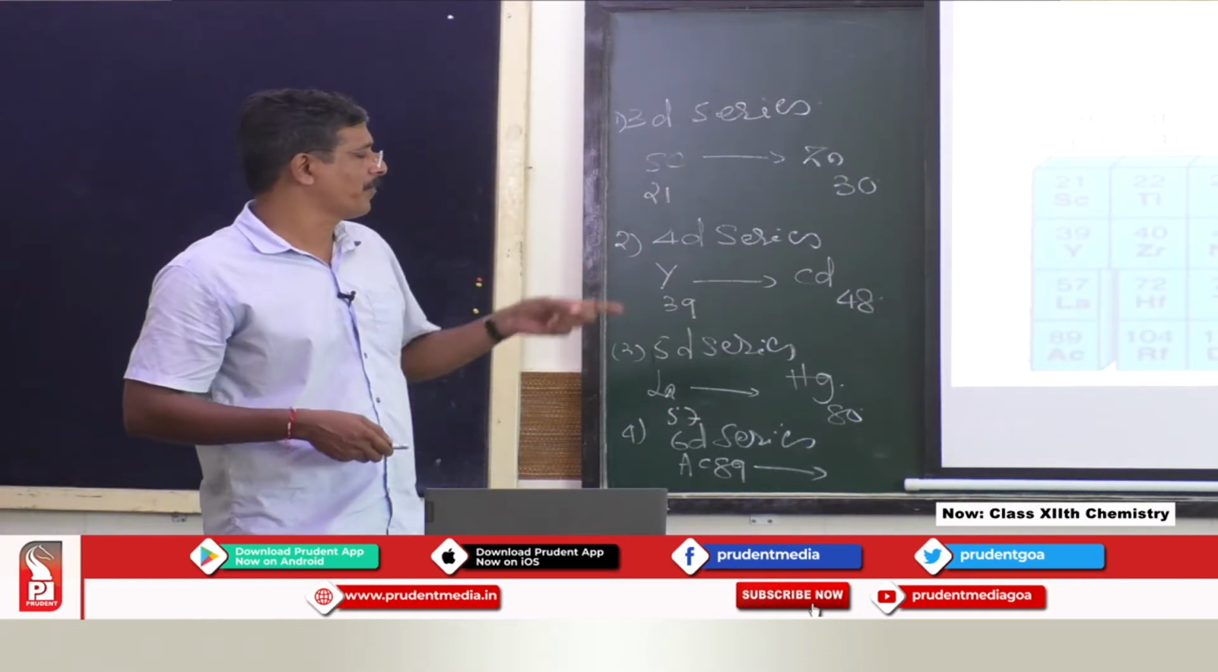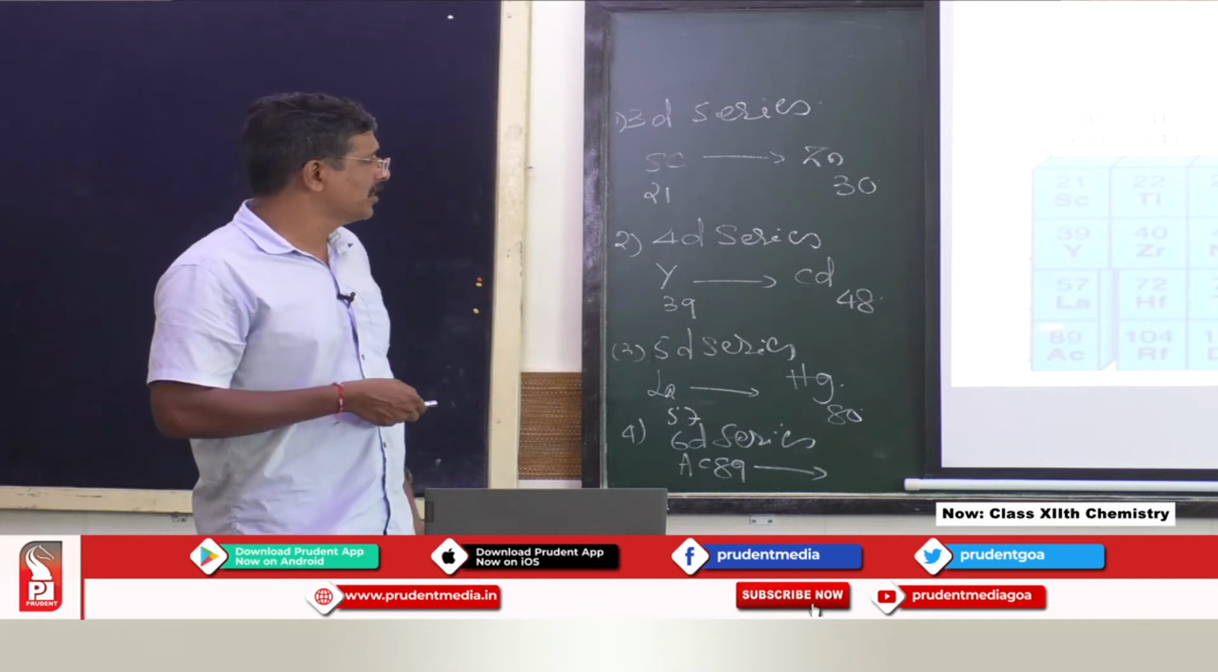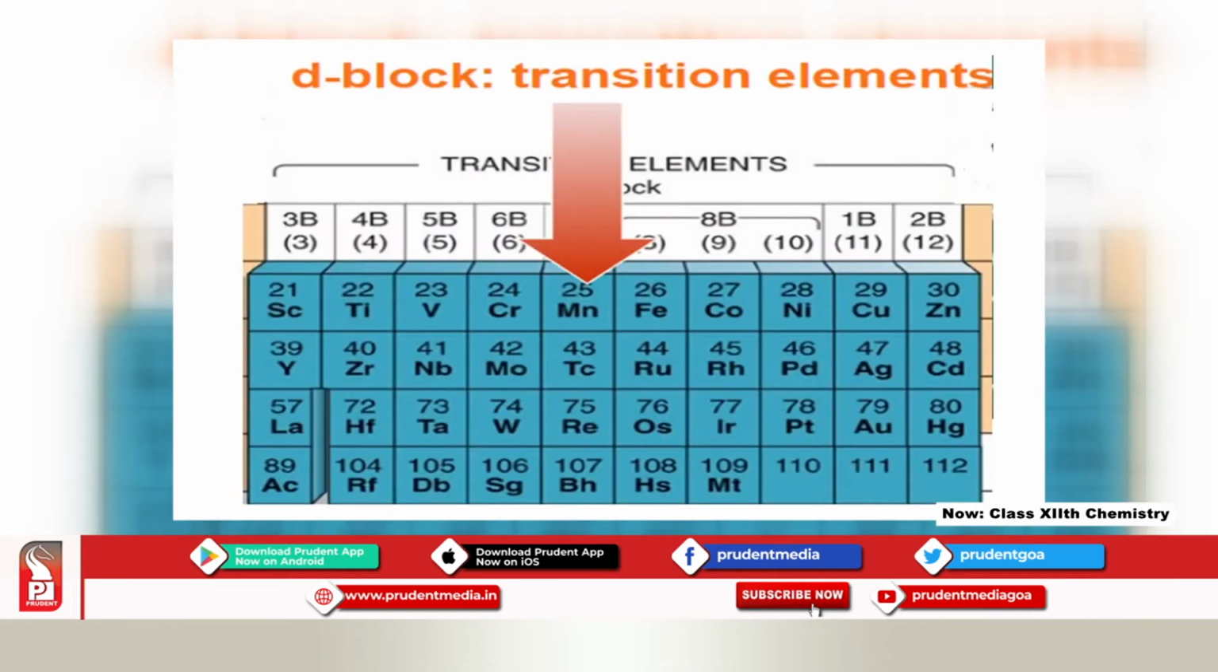See this series, just observe this series. Here what happens is, after lanthanum, atomic number 57, the next is supposed to be 58, but it is not 58. After 57, the 14 electrons go to the 4f level, and after that it comes to hafnium.